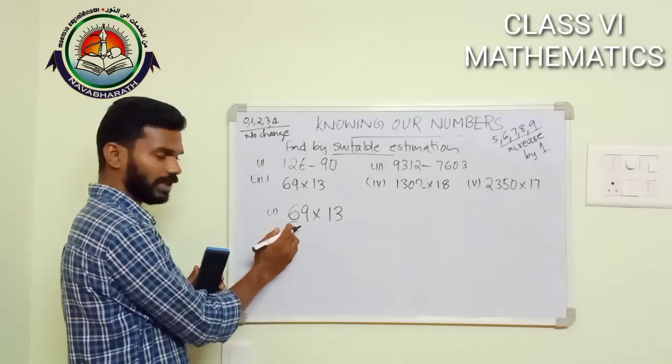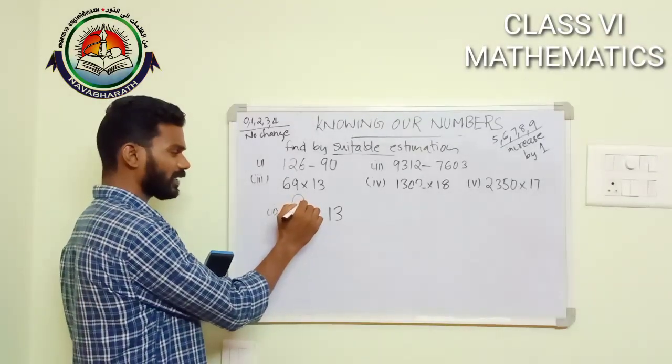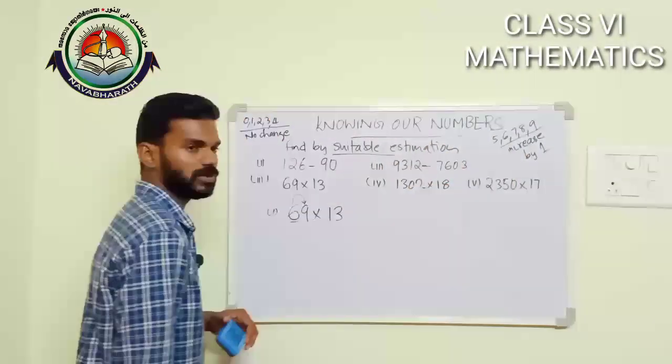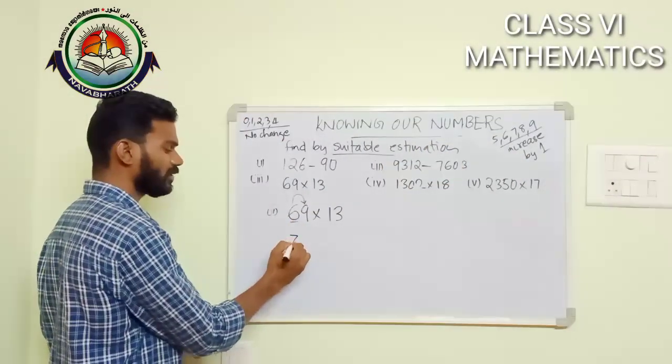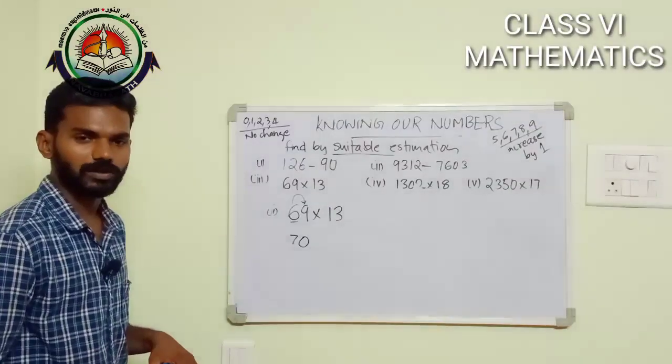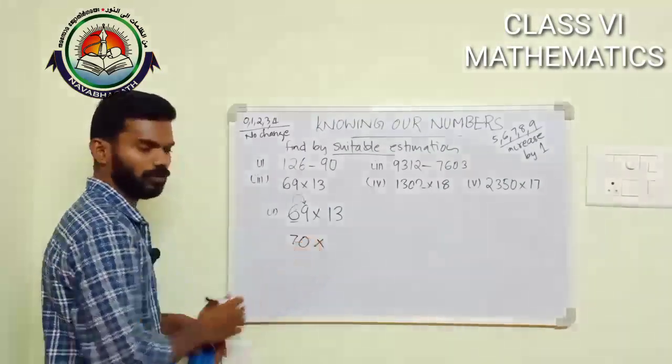Consider this 6 at the tens place, and the next digit, 9. 9 belongs to this group, so this 6 must be increased to 7. Then the remaining digit is replaced as 0. Then there is an into.